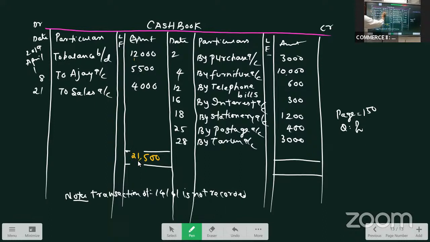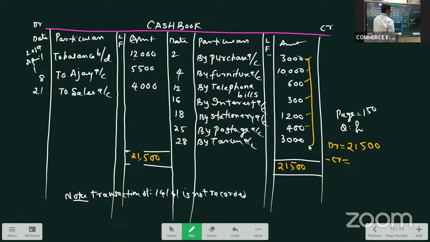21,000. 17 for 21,500. Write the same total here. 21,500. How do we do the balancing? Debit side total is 21,500 minus credit side. So see, take the sum up of all this. ये सब को add करो कितना रहा?